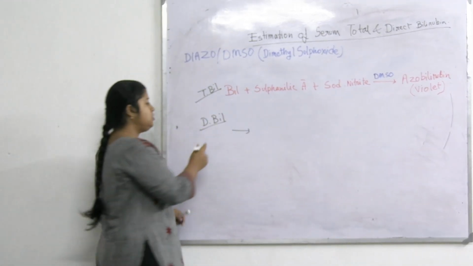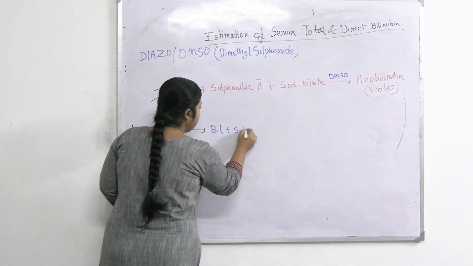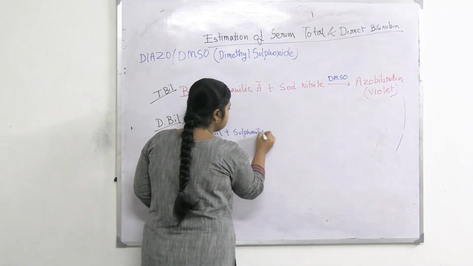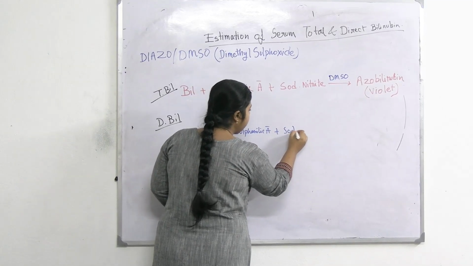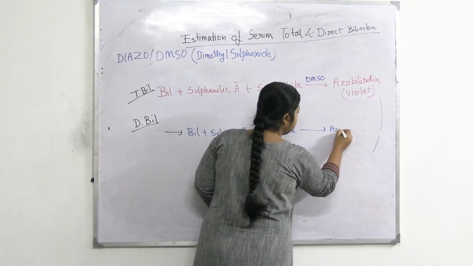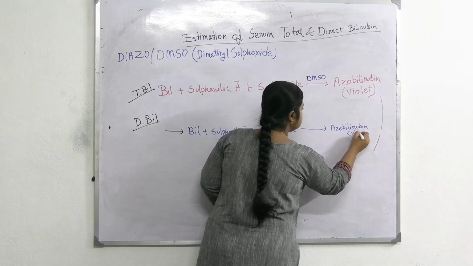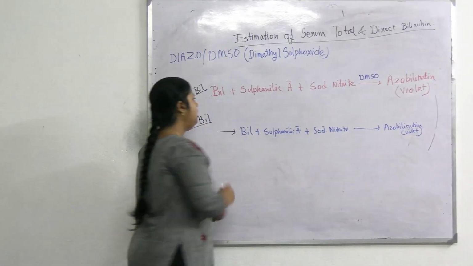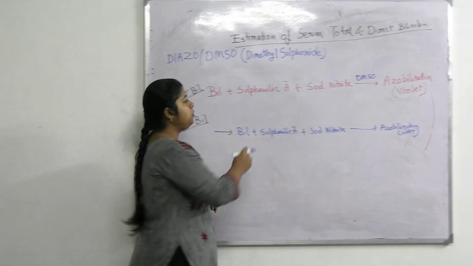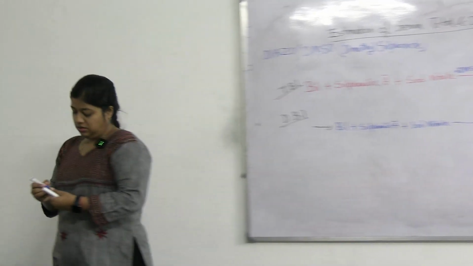Okay. So for direct bilirubin, the reaction is only bilirubin plus sulfonilic acid plus sodium nitrite, resulting in azobilirubin. This is the reaction for direct bilirubin, whereas for total bilirubin, we add DMSO for catalyzing the reaction of indirect bilirubin also.